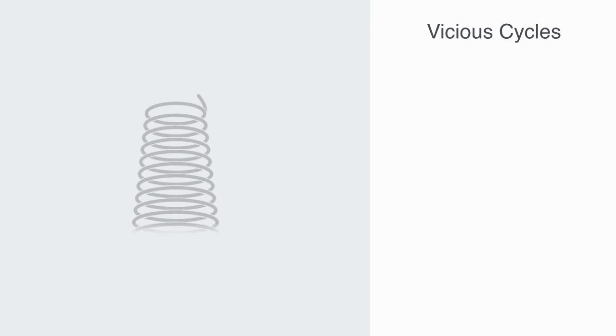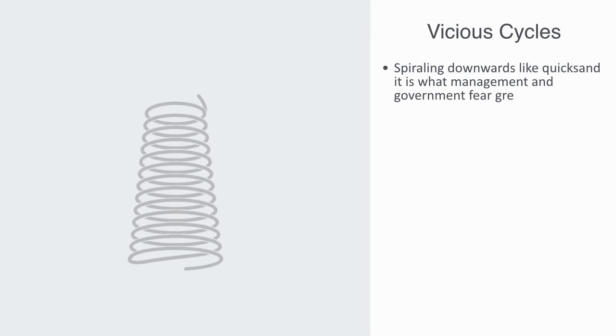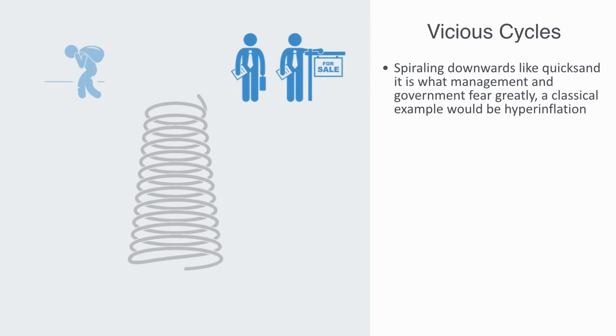A vicious cycle is a positive feedback loop that goes in the opposite direction, spiraling downwards like quicksand. It's what management and government fear greatly. A classical example would be hyperinflation. Or for example, there was a vicious cycle behind the previous financial crisis.